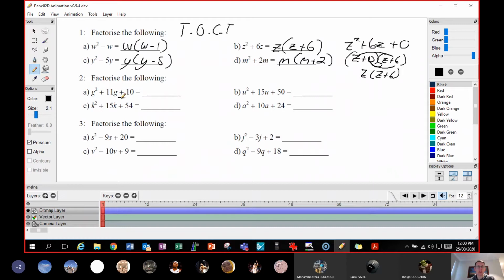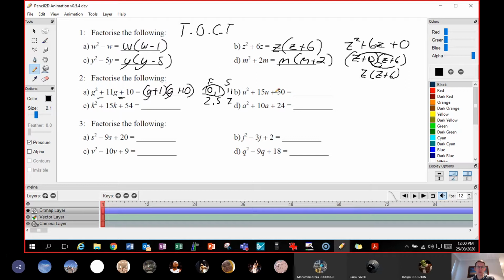Over here, they're going to be the same. So we want to look for the sum of 11, and it's going to be a plus. We're going to have g in the front. Hopefully, if you're thinking about this, they multiply to give you 10 and add together to give you 11. So the factors would have to be 10 and 1, or 2 and 5. These added together will give you 11, that added together will give you 7. So we're looking for the sum factors. It's going to have to be 1 and 10.